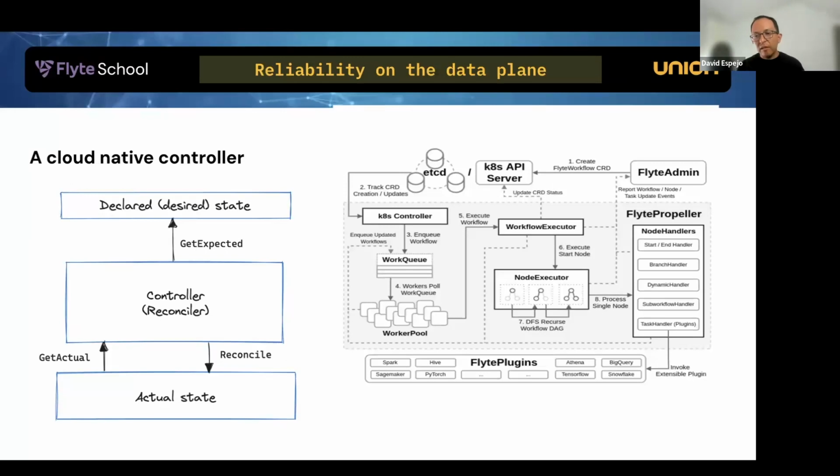And on the right-hand side, you see a more detailed diagram. It's in the Flyte documentation, of what Flyte propeller does. As you can see, it tracks CRDs stored on etcd, and it will handle a queue, workers, executors. It will recurse through the DAG. Flyte propeller understands the DAG, and this is important because not all the orchestrators are born equal.